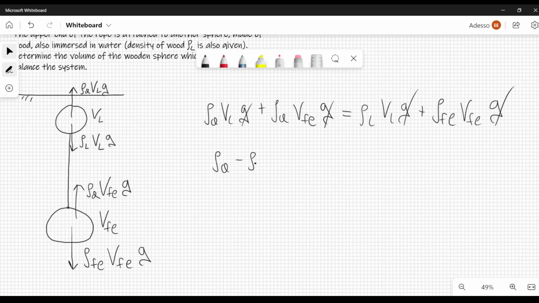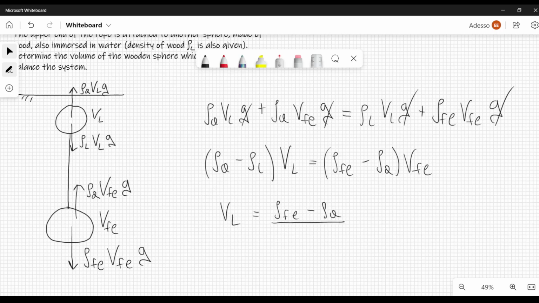rho A minus rho L times VL, so the volume of wood, the wooden sphere, and this is equal to rho Fe minus rho A times VFE. From here we get VL equal to rho Fe minus rho A divided by rho A minus rho L times VFE.